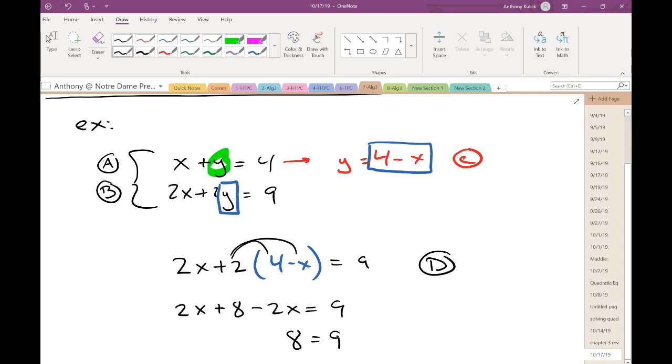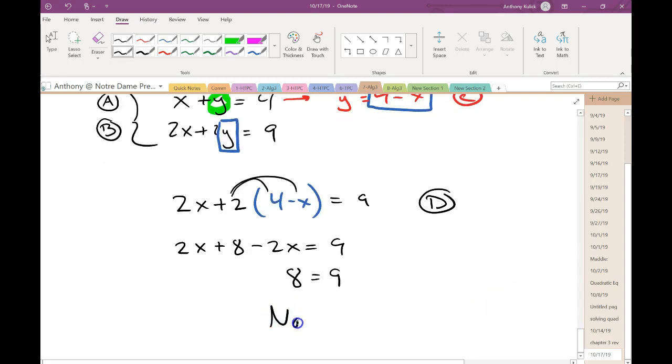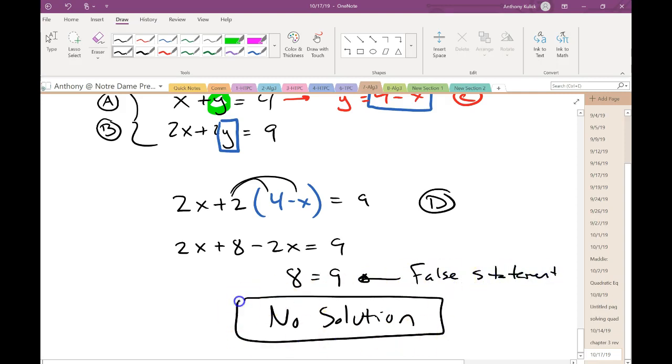What is that telling me? No solution. Because does 8 equal 9? No. This is like a false statement, right? That's a lie. Everybody's okay there?